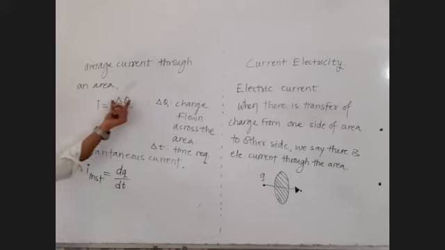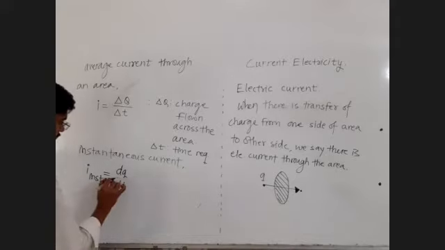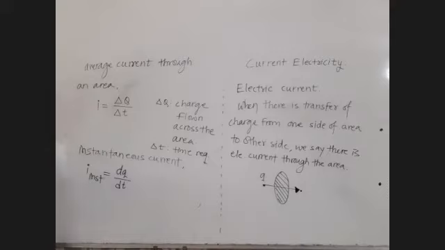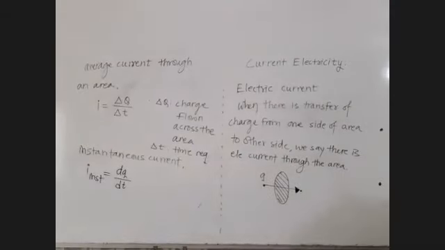Average current is overall charge flown upon overall time taken. And instantaneous current is at a given instance of time, assume a very small time interval dt. In that small time interval dt, check what is the charge flown. It will be a very small charge dq. So dq upon dt is the instantaneous current, the current at a given time instance. Okay. Reply in the chat box up to this, clear and written.